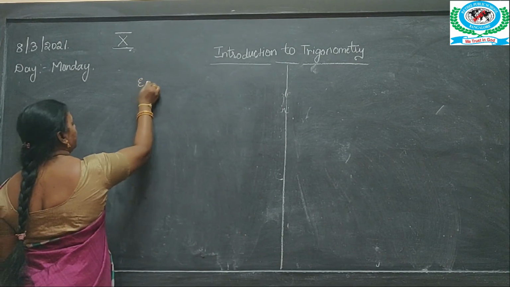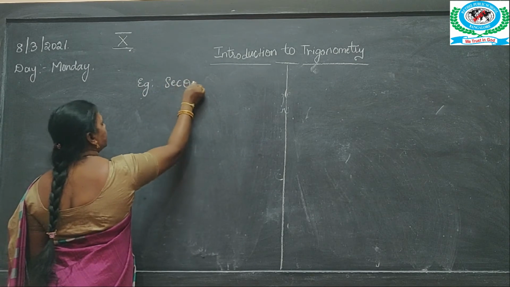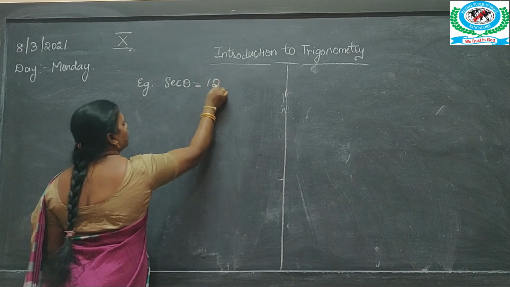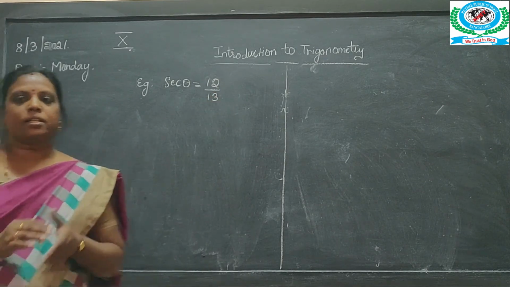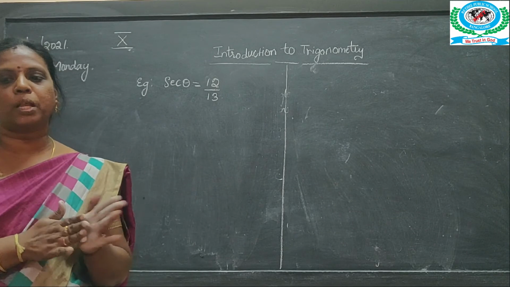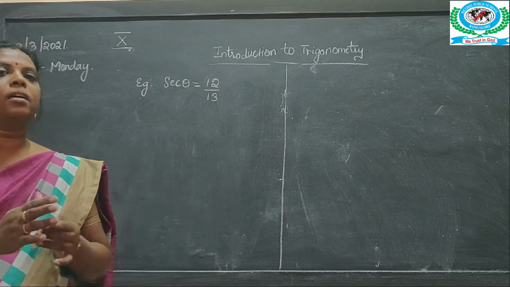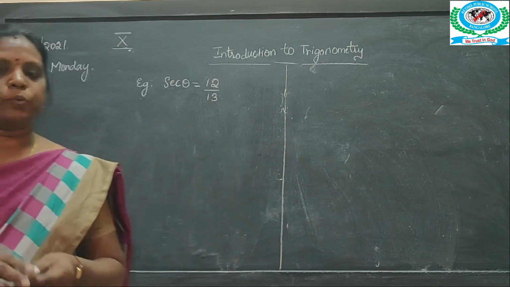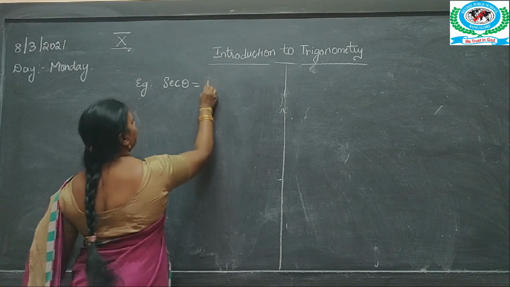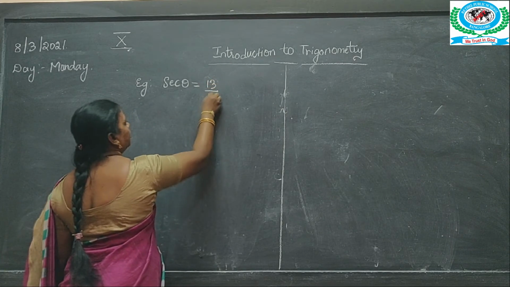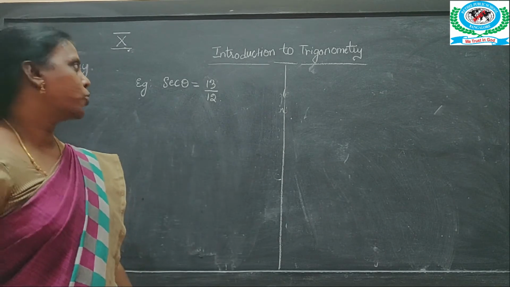So example: secant of theta is equal to 12 by 13. The problem is, secant of theta is equal to 12 by 13. Then you should find all the remaining ratios. Secant of theta is equal to, so it is 13 by 12. You should find all other remaining ratios.